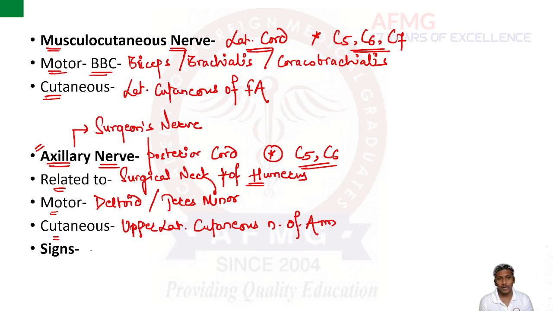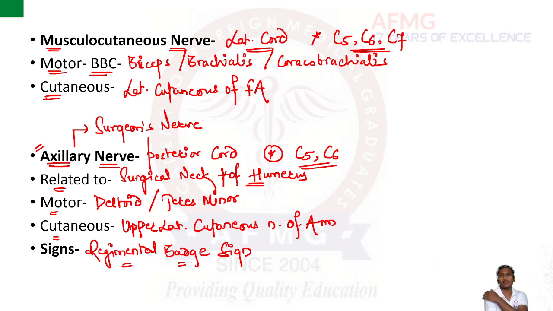And this is known as your regimental badge sign, which is usually seen in cases of axillary nerve injury. So first of all, there is regimental badge sign, as there is anesthesia over the skin of the deltoid. This is the reason why it is known as regimental badge sign, because this is the place where the soldiers usually wear their regimental badge, right?